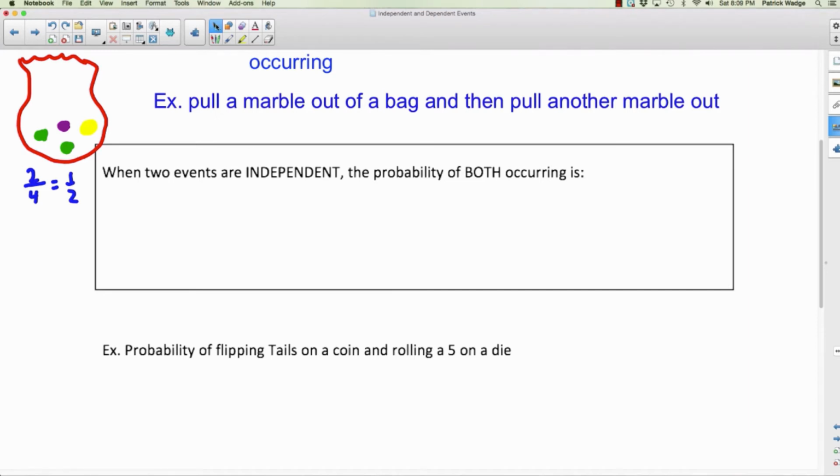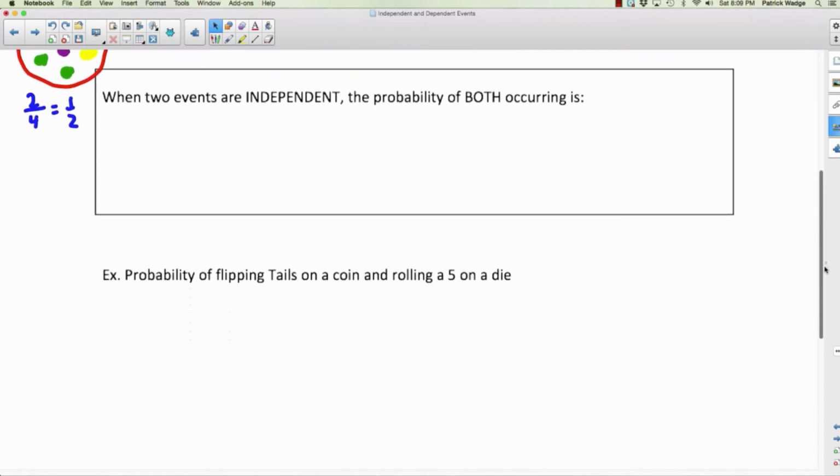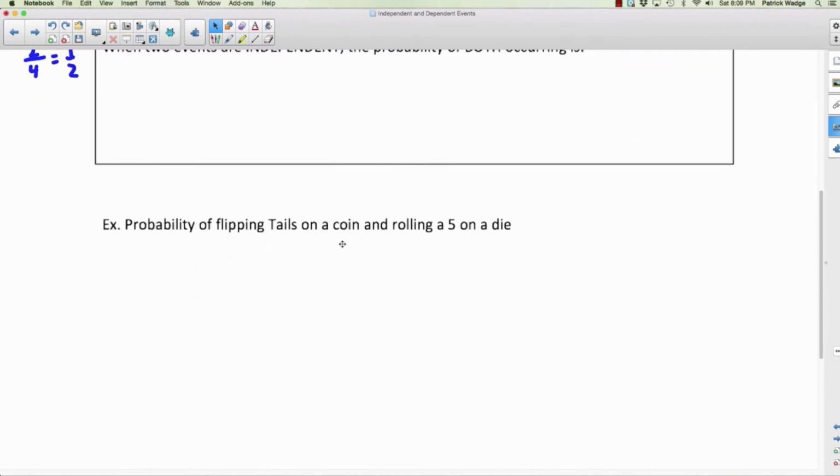Hopefully that makes sense. So today we're going to focus on independent. And the main thing we want to come up with is how do we get the probability of two things occurring? So, for example, let's do this question right here. If I wanted to know the probability of getting tails on a coin and rolling a 5 on a die. Now, one way we could figure this out is we could do a tree diagram. And I'm going to do a tree diagram.